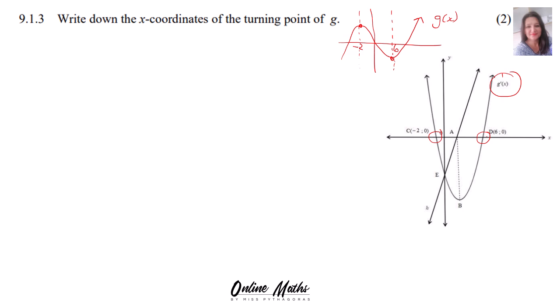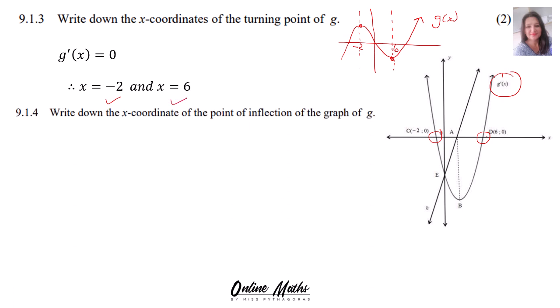Now they say write down the x-coordinates of the turning points of g. So they are testing whether you understand that. So the derivative equals 0, but then your answer would be at x is -2 and at x is equal to 6. Number 4, write down the x-coordinate of the point of inflection of the graph of G, of the original one.